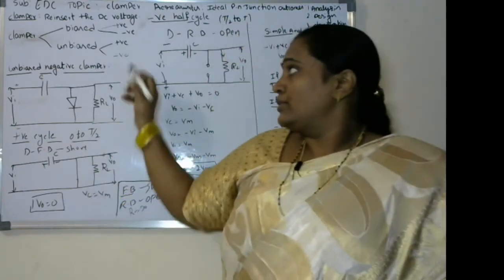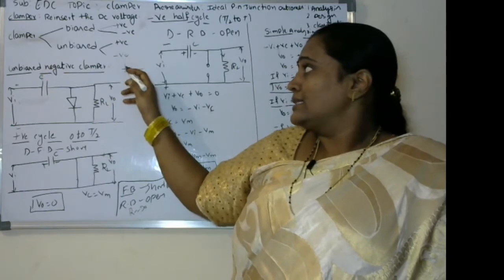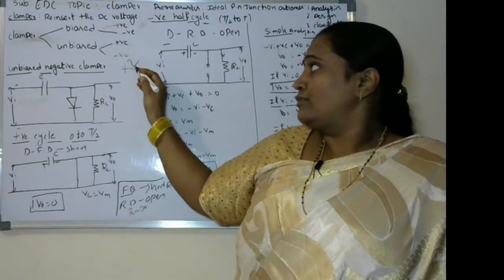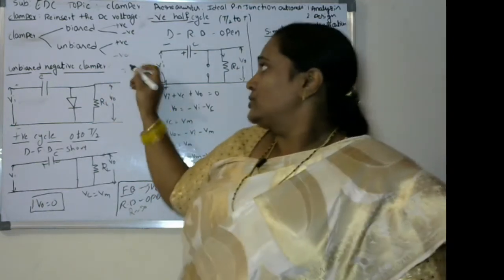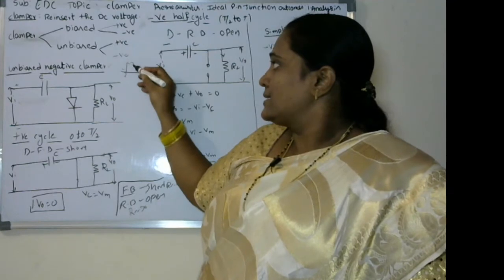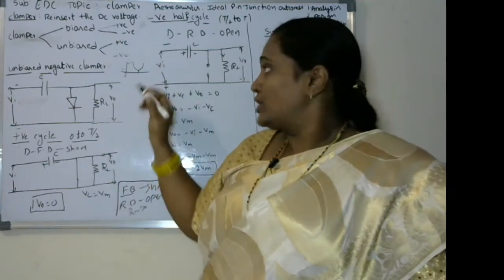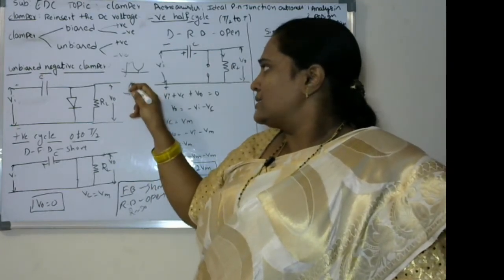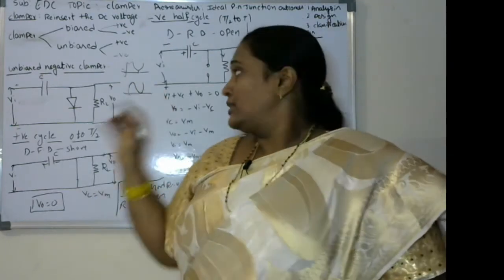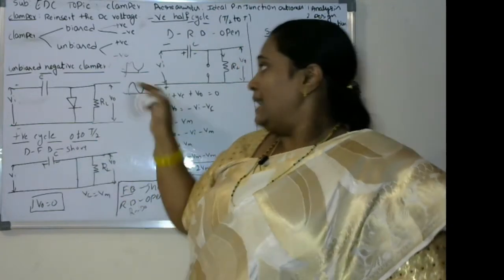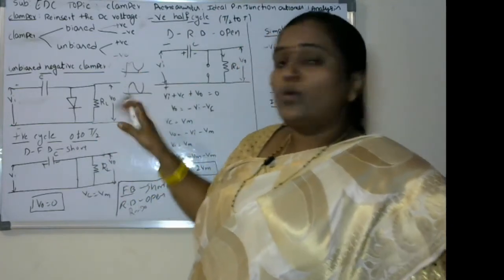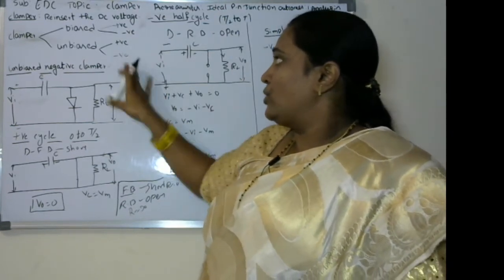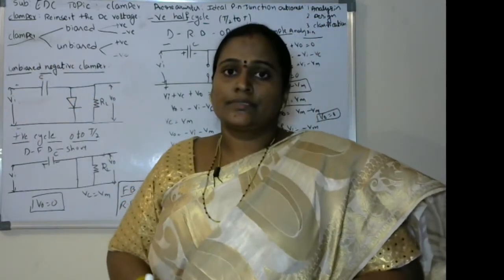A simple example: suppose we have a sinusoidal signal like this. If you observe this, there is a DC level voltage of 2 volts. So assume that this is a sinusoidal signal having a DC voltage of 1, but due to some phenomenon, the sinusoidal is going to look like this. Here no DC voltage is present. We have to reinsert DC voltage into such alternating signals, and those circuits are called clampers.